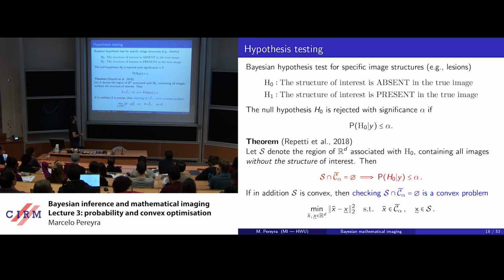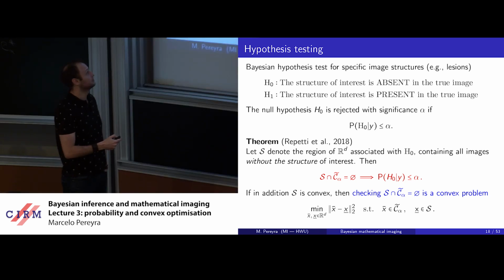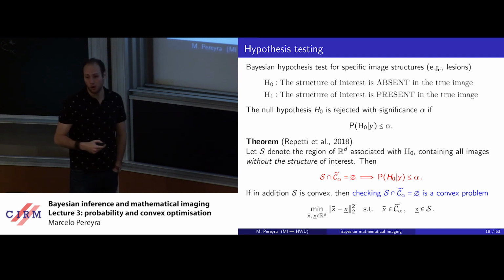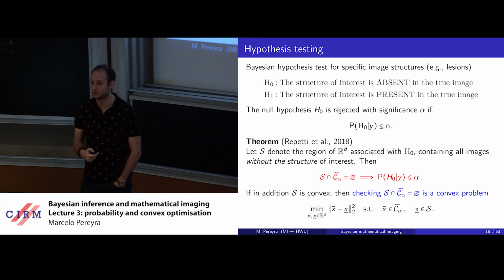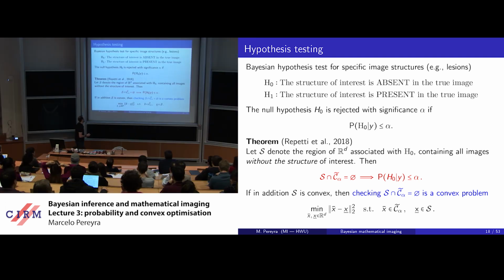However, calculating this probability is not straightforward. Even if I was doing MCMC sampling, I would have to check if each sample falls here or falls here, and if alpha is small, then it might take a long time to get a reliable estimate of this. And what we showed with colleagues from Edinburgh, Audrey Repetit and Yves Houillot, is that you can solve this by convex optimization in a way that is very efficient and does not require sampling.